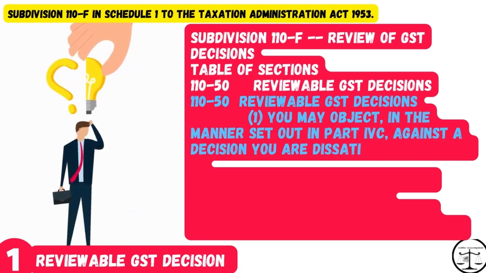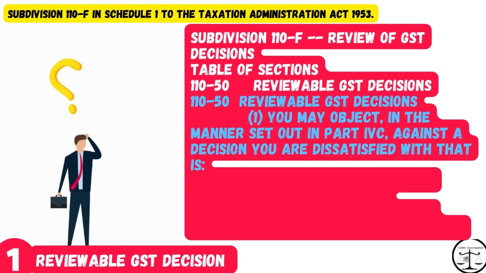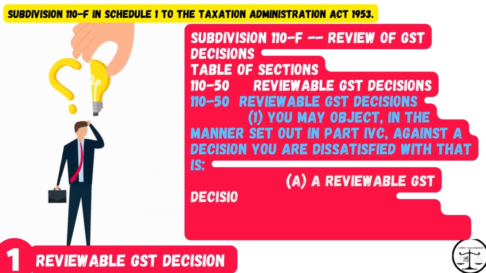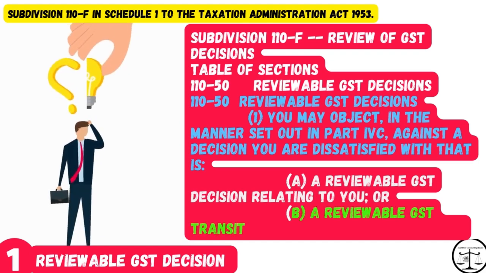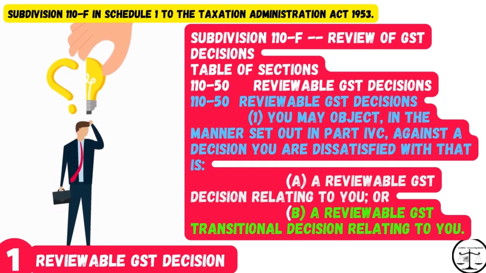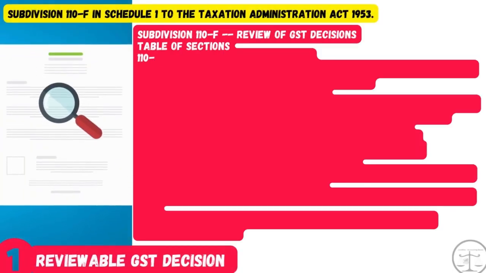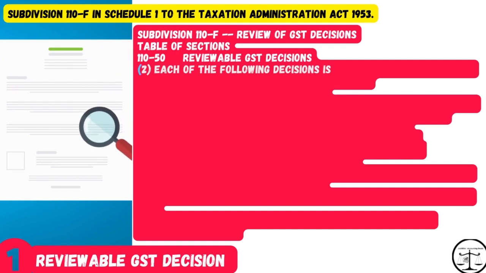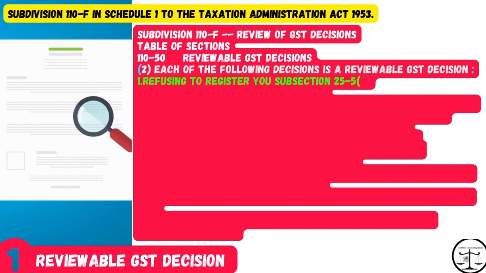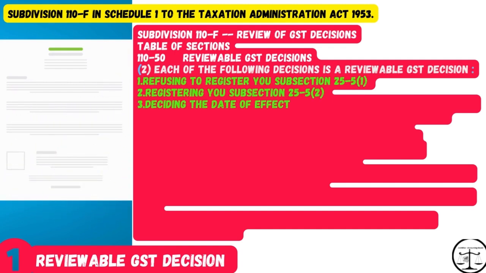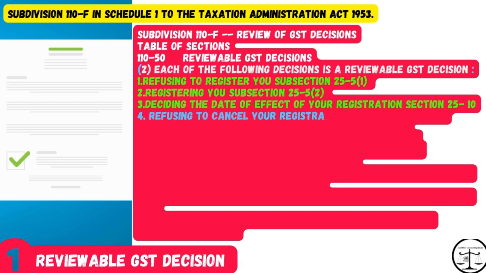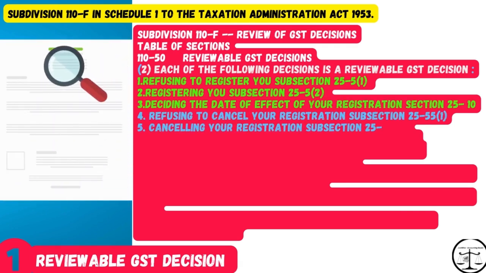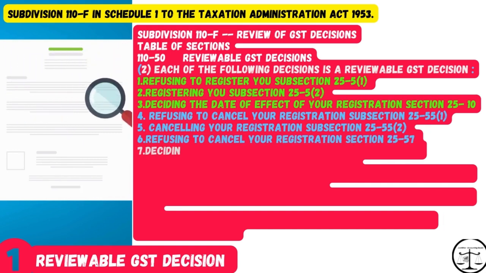1. You may object, in the manner set out in Part IVC, against a decision you are dissatisfied with that is A. A reviewable GST decision relating to you, or B. A reviewable GST transitional decision relating to you. 2. Each of the following decisions is a reviewable GST decision. 1. Refusing to register you, subsection 25-5(2). 2. Registering you, subsection 25-5(2).